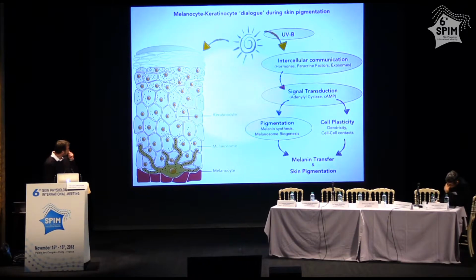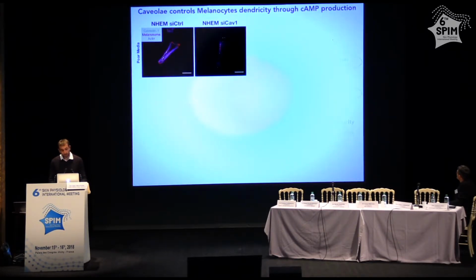So we are here, where caveolae can be controlled by the keratinocyte through stimulation of the melanocyte, and caveolae can also control signal transduction pathways like cyclic AMP production and pigmentation. So the obvious question for us is to test whether caveolae might also have a role in cell plasticity. Our first approach was to grow melanocytes in different types of medium. The first medium is what we call a poor medium, meaning a medium with no factors that are susceptible to stimulate the melanocyte.